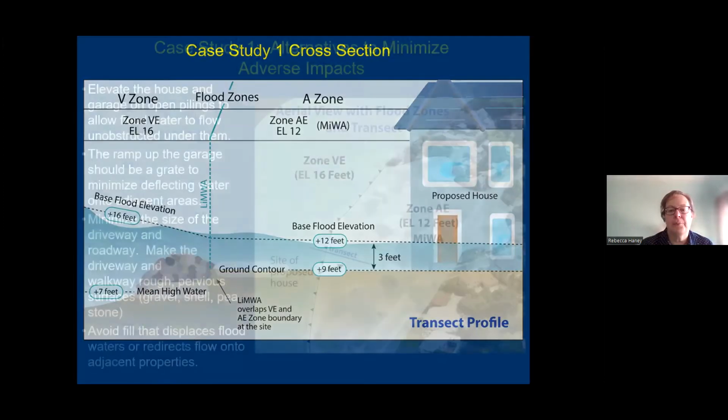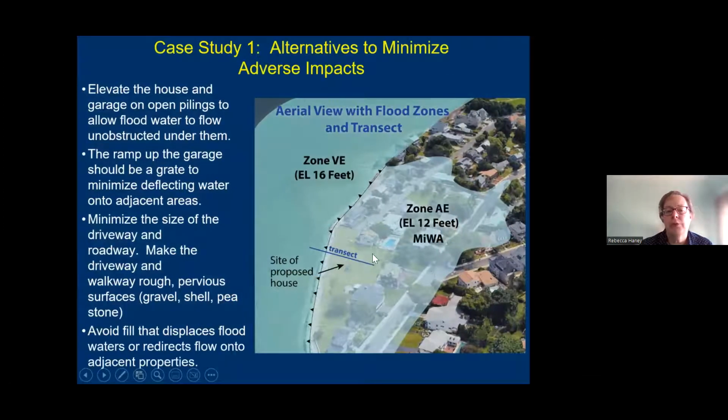So if we go back to an aerial view, if they were proposing a house here, the best option to avoid that channelization of flow would be to elevate it on open pilings to allow the floodwater unobstructed under the house so that there wouldn't be channelization of flow. They also wanted a garage. The garage can go on pilings and they can have a graded ramp right up to the garage so that they're not deflecting water in that case.